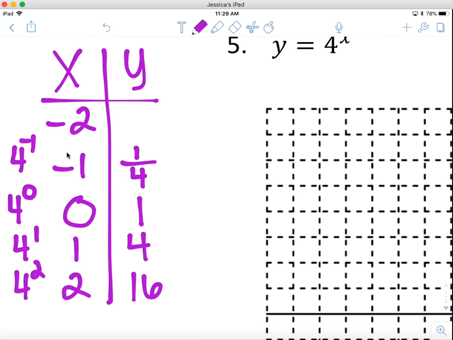Same thing with negative 2. 4 to the negative 2 power becomes 1 over 4 squared, which is the same thing as 1 over 16. So this is kind of why we're getting these numbers.